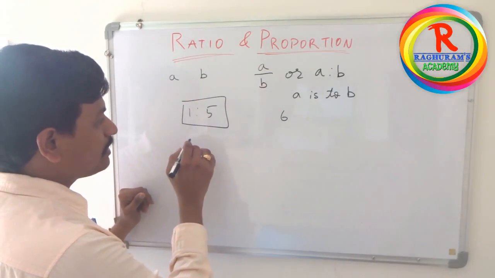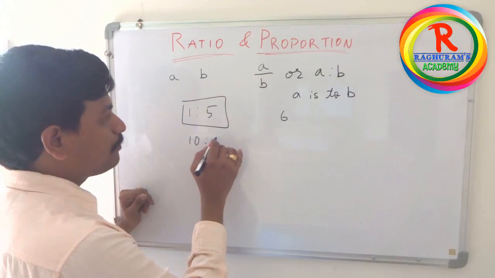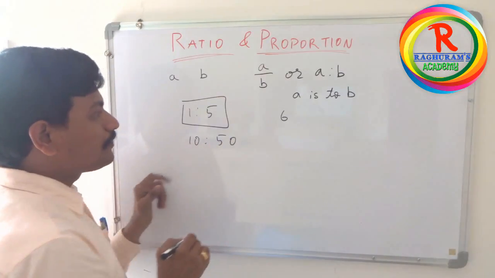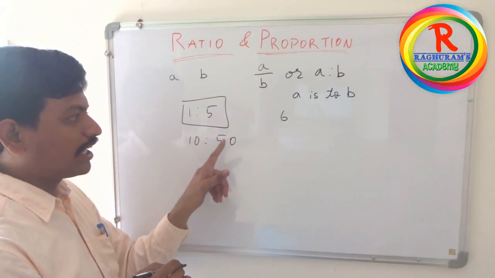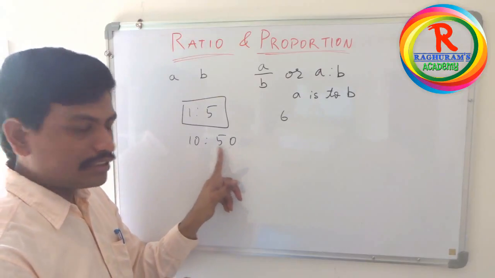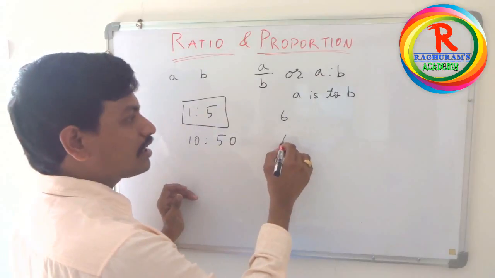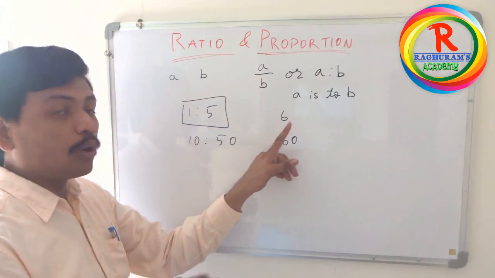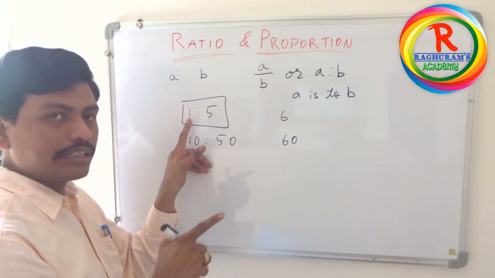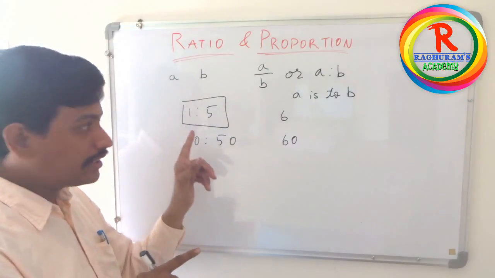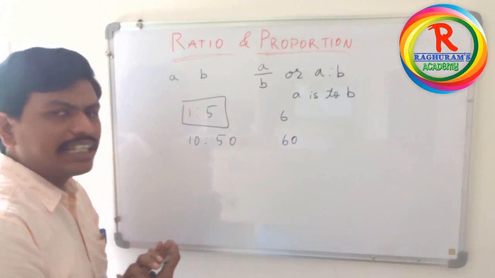Something like if this is 10 liters, this will be 50 liters: 1 into 10, 5 into 10. So 10 is to 50, that is 10 liters salt and 50 liters water. The total consists of 60 liters. That is, out of 6, 1 unit is salt and 5 units are water. Something like we say that.